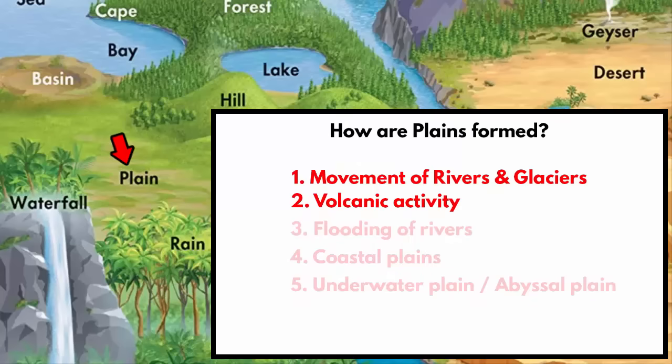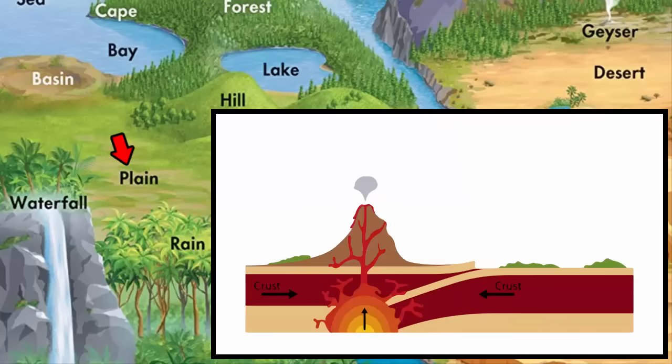Even volcanic activity can also form plains. When lava flows out of a volcano, it spreads across the land. The color of the soil is mostly dark-colored mineral called basalt. Even this soil gets broken down into tiny particles over millions of years. And that is how, due to volcanic activity, plains are formed.